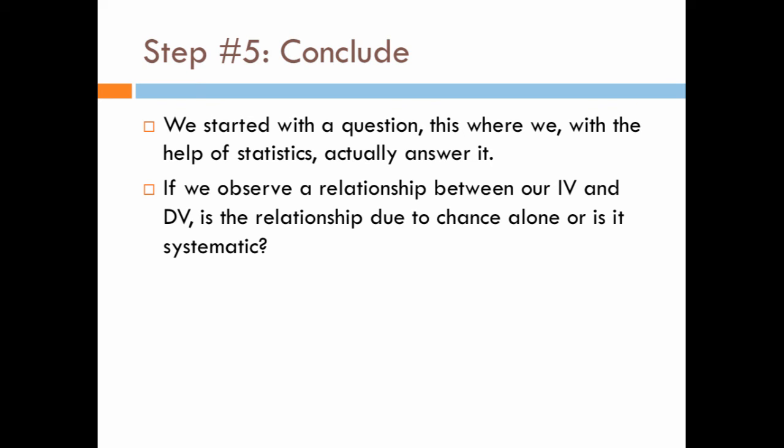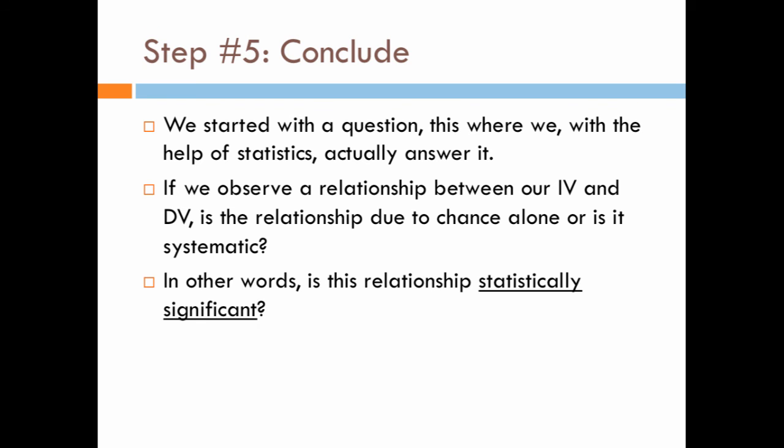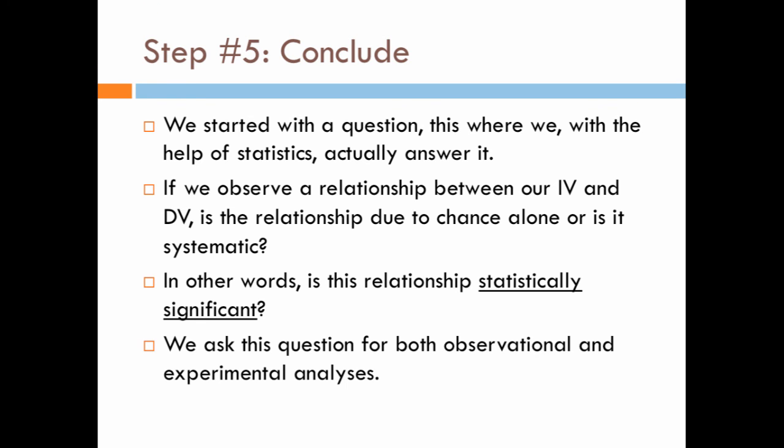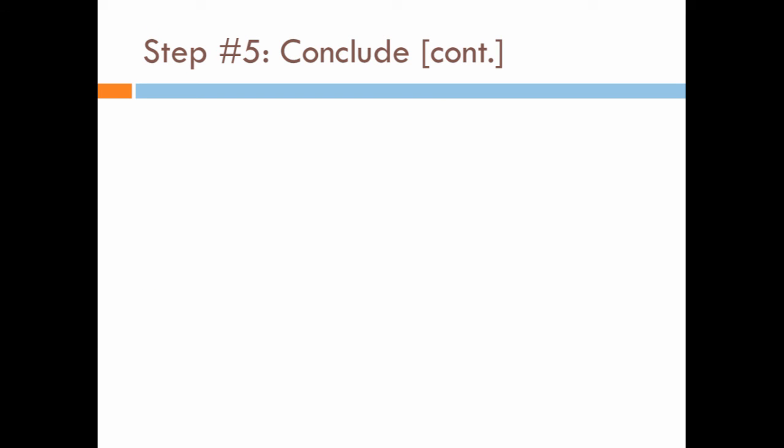Now, what we want to know is whether or not that relationship means anything. Is it due to chance, or is there a systematic relationship? In other words, is that relationship statistically significant? We ask this question for whatever type of research we conduct, whether we're gathering observational or experimental data.